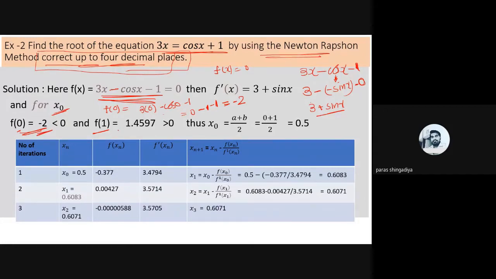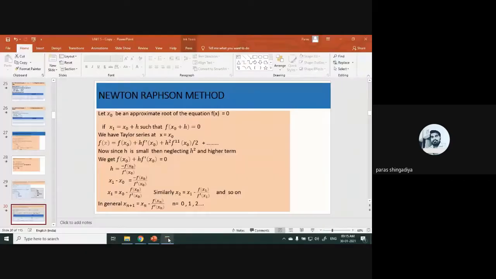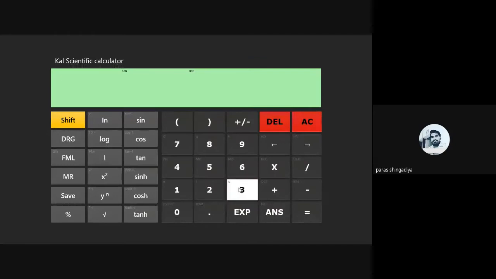And now check f of 1. Replace x equal to 1 in the equation, and you should also verify that. Why is it 1.4597 in your calculator? We have the equation 3x minus cos x minus 1, and let us put x equal to 1 there. So 3 of 1 minus cos of 1 minus 1. Okay, consider the radian mode first and then check the answer.